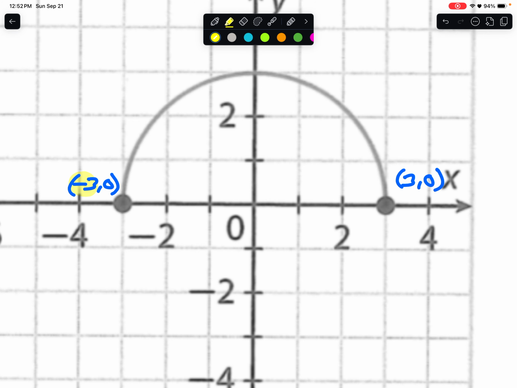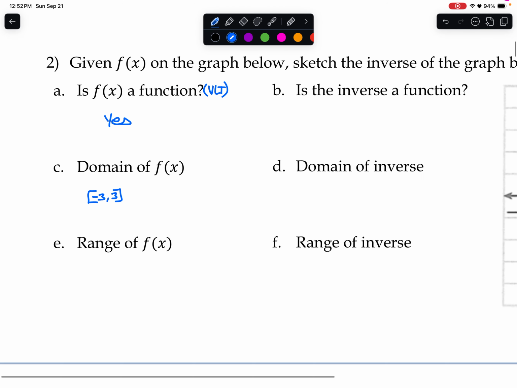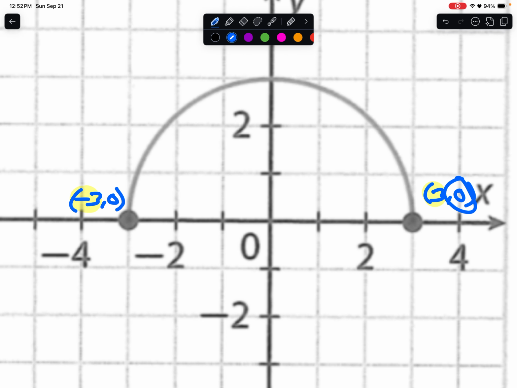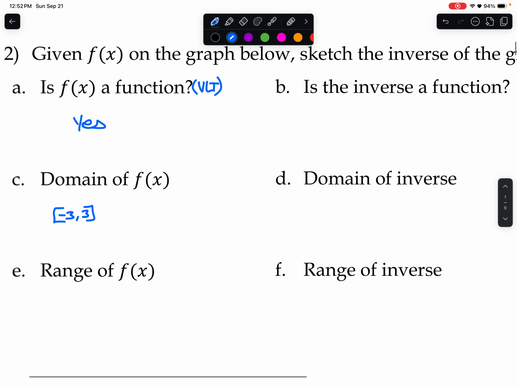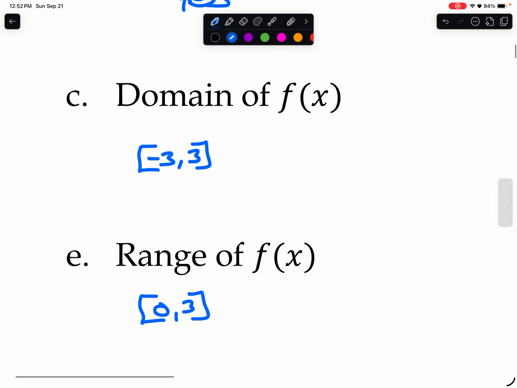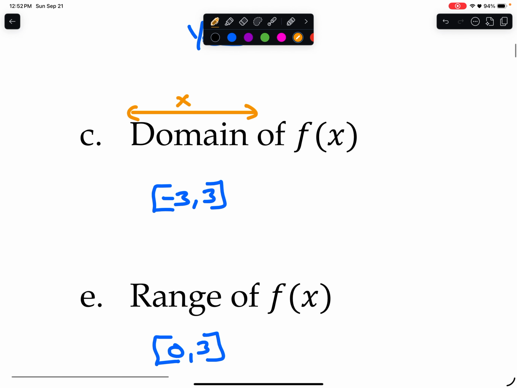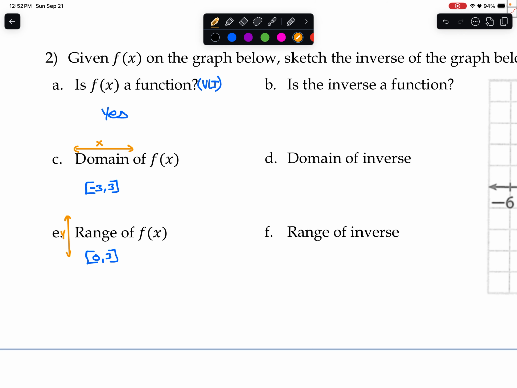So my domain, of course, we're going to focus on the x values. So that would be from -3 to +3, and I'm going to use brackets since we have closed endpoints and they're filled in circles. And then the range, well, the lowest we go is going to be at 0, but then we go all the way up to 0, 3. So that would be from 0 to 3. So just as a quick little recap, domain, we're looking at essentially the spread left to right of your value. And then the range, we're looking as to how far up and down your graph's going. I need to stop saying function.